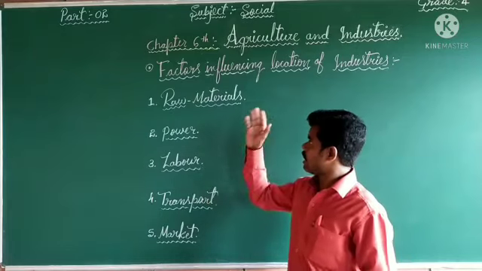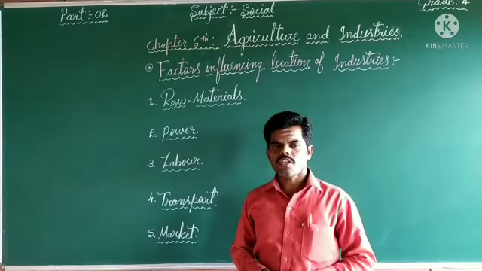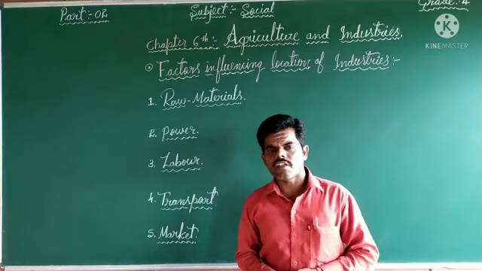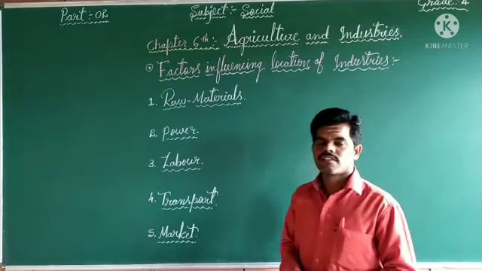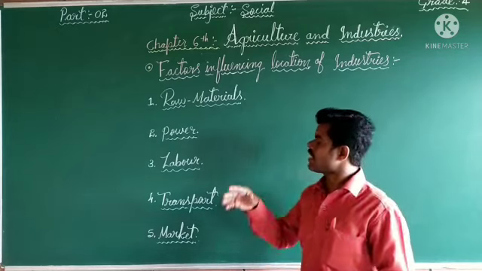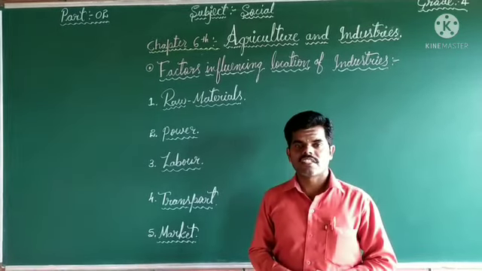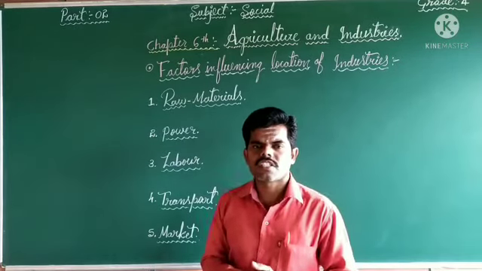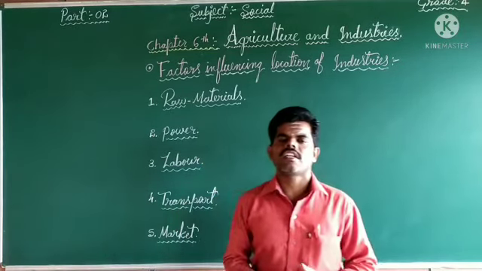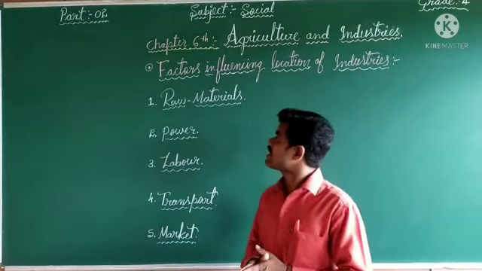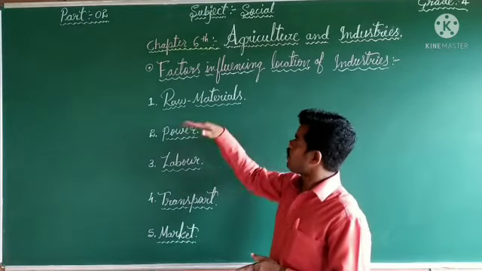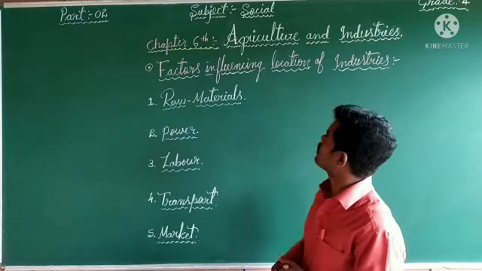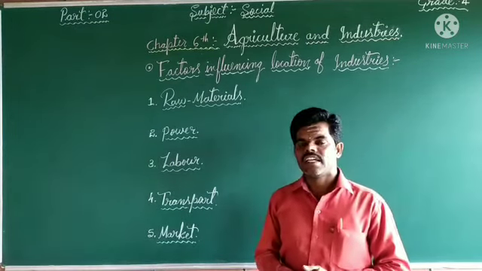The first one is raw materials. Dear students, raw materials are one of the important factors in deciding the location of industries. For example, some industries have developed in the areas where crops are cultivated. So raw materials are one of the important factors which influence the location of industries.